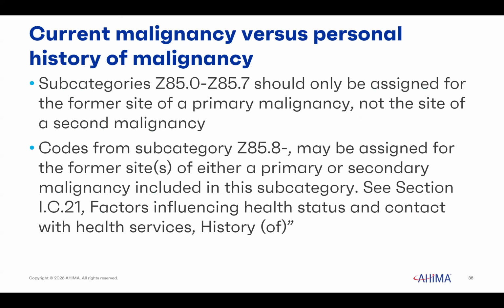Another important point is the current active case of cancer, if you will, versus personal history of malignancy. If somebody had malignant melanoma and it was excised with clear margins, this is an example of history of. So you give this a Z85.0 through Z85.7, depending on the site. And that shows it's no longer active. So codes from this subcategory of Z85.8 may be assigned for the former site of a primary or secondary within this category.